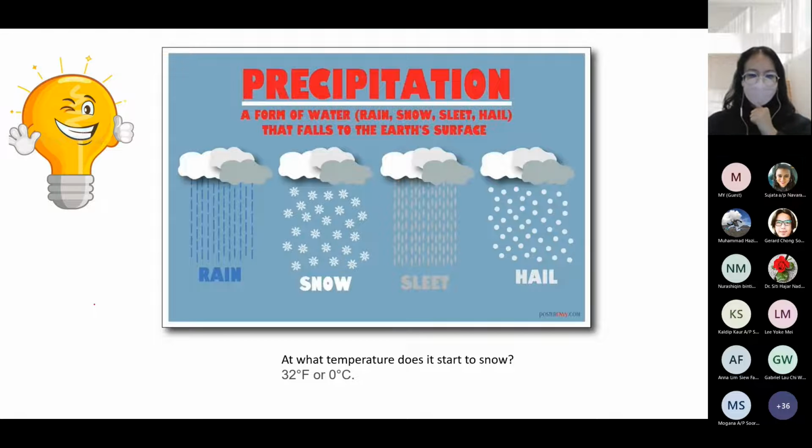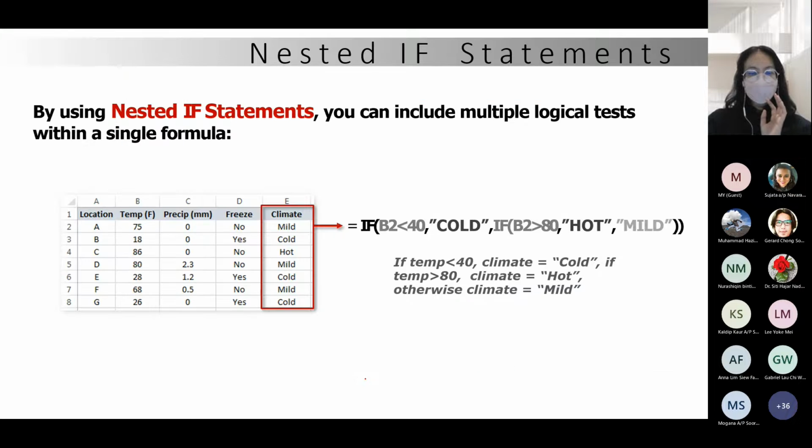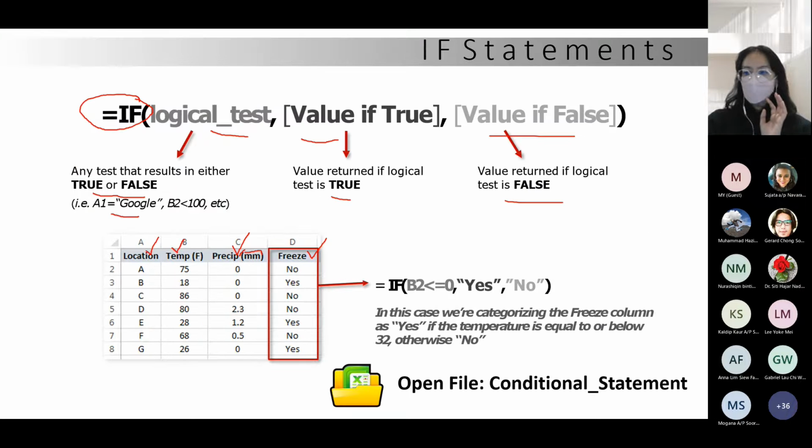Just to let you know, at what temperature does it start to snow? At 32 degrees Fahrenheit, which is equivalent to 0 degrees Celsius. 0 degrees Celsius is what? 32 degrees Fahrenheit.